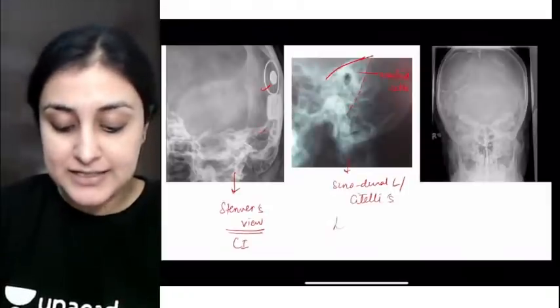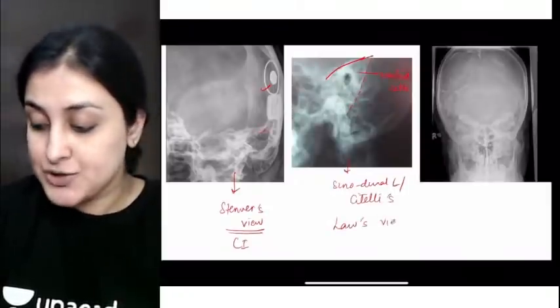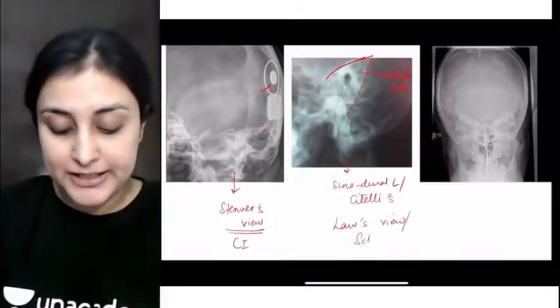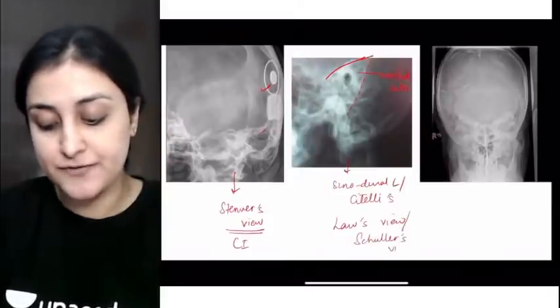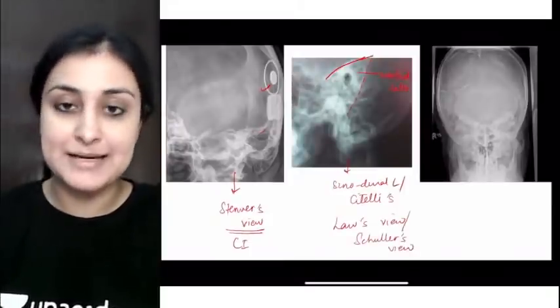So this view right here is the Law's view. Okay, this is also called Law's view, and as all of you are correctly saying, also called as Schuller's view. Okay, so both names are acceptable.